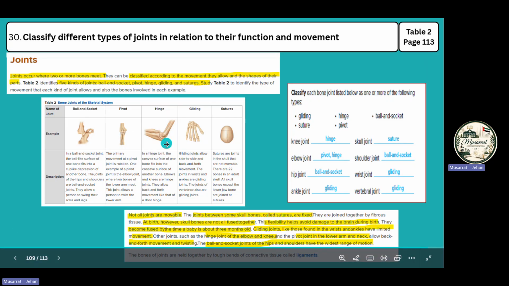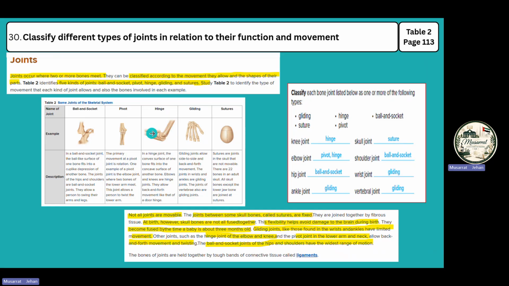Then hinge joint allows movement in one direction. Examples are elbows and knees. They allow back and forth movement like that of a door hinge. Then gliding joints allow side to side and back and forth slight movements, like in the wrist and the ankles. Also joints of the vertebrae are gliding joints. So wrist, ankle, and vertebrae.